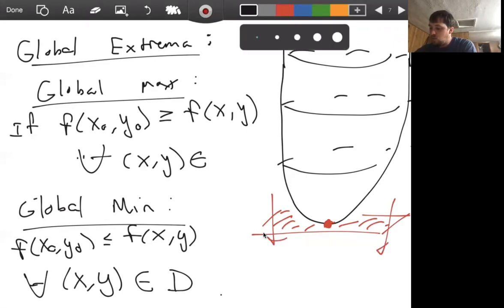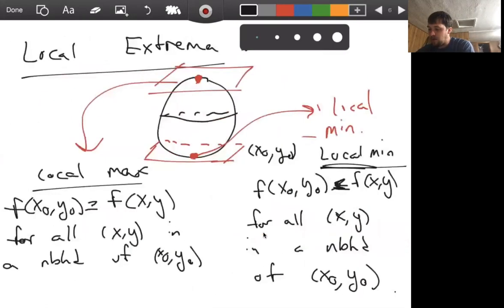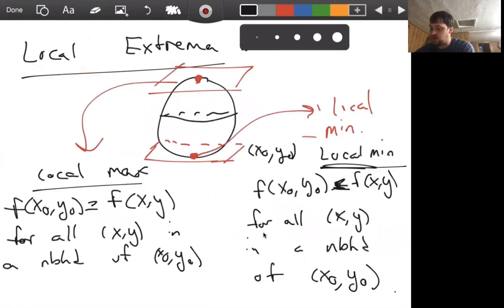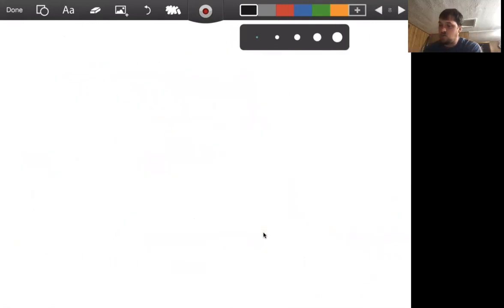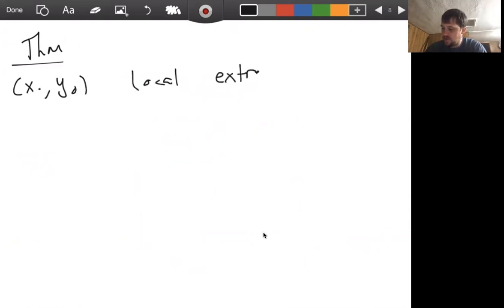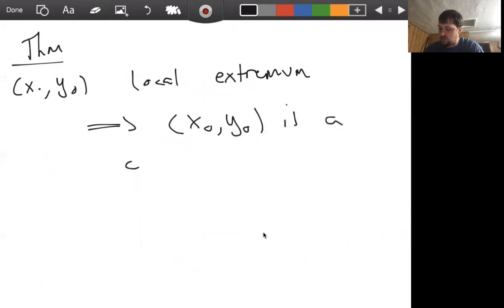And why do we care about critical points if the whole point is to find extrema, like these that we've defined here, like local max, local min, stuff like this? The whole point, so theorem, is if x naught, y naught is a local extremum, then this implies that the point x naught, y naught is a critical point.